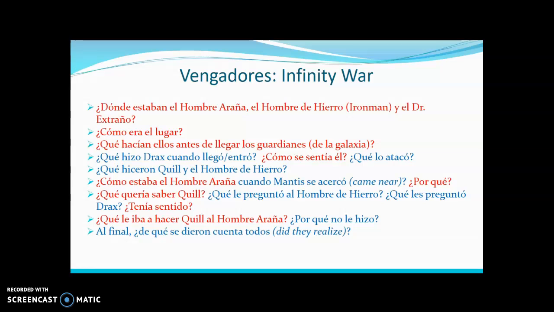¿Dónde estaban el hombre araña, el hombre de hierro y el doctor extraño? ¿Cómo era el lugar? Una descripción. ¿Qué hacían ellos antes de llegar los guardianes de la galaxia? ¿Y qué hizo Drax cuando llegó o entró? ¿Cómo se sentía? ¿Quién lo atacó? ¿Qué hicieron Quill y el hombre de hierro? ¿Y cómo estaba el hombre araña, Peter Parker, cuando Mantis se acercó? ¿Y por qué? ¿Qué querría saber Quill? ¿Qué le preguntó al hombre de hierro? ¿Qué les preguntó Drax? ¿Tenía sentido? ¿Y qué le iba a hacer Quill al hombre araña? ¿Por qué no le hizo? Y al final, ¿de qué se dieron cuenta de todos?